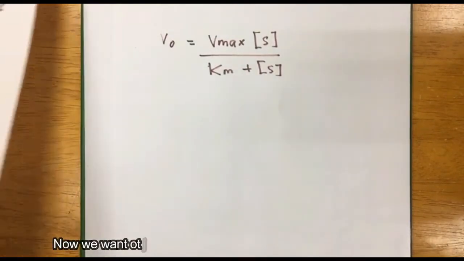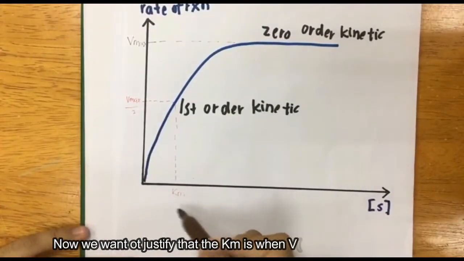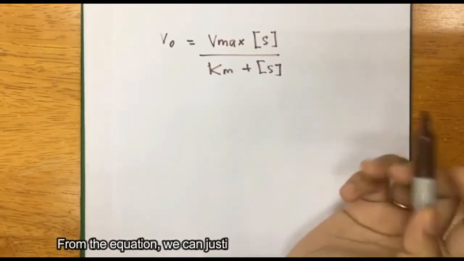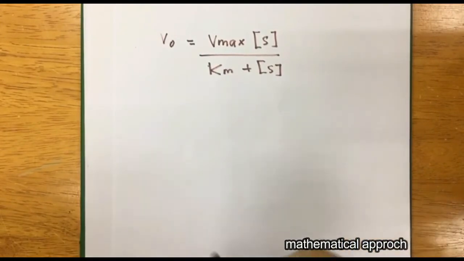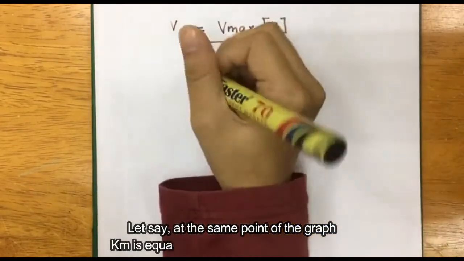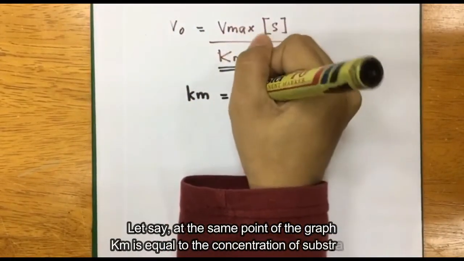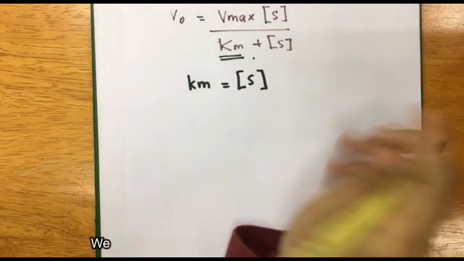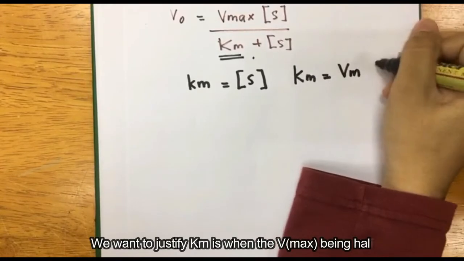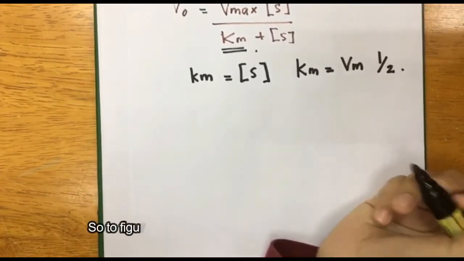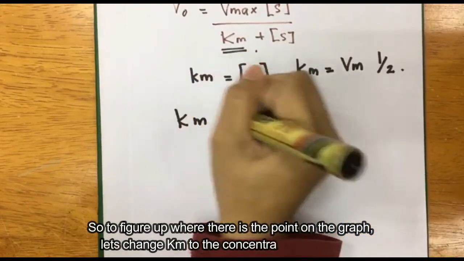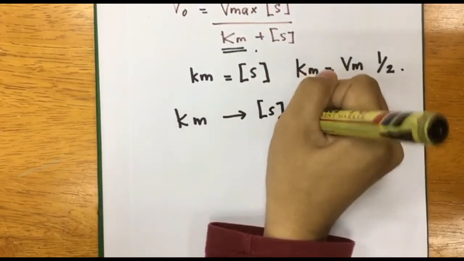Now we want to justify that Km is the substrate concentration when the rate is half of Vmax. From the equation, we can justify it by a mathematical approach. Let's say at the same point of the graph, Km is equal to the concentration of substrate. We want to justify that Km is when the rate is half of Vmax. So to figure out where this point is on the graph, let's change Km to the concentration of substrate.